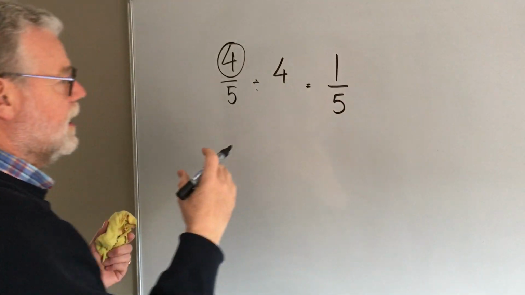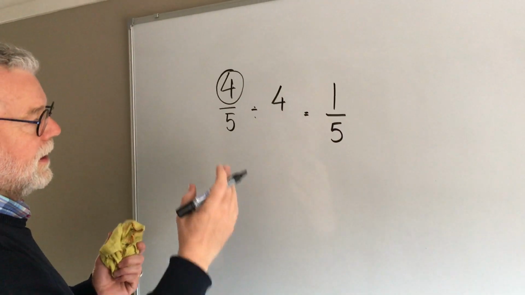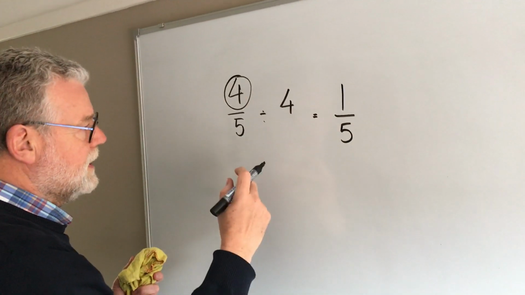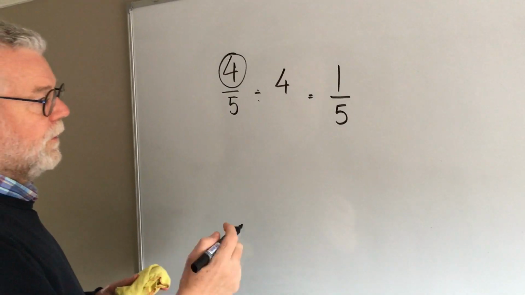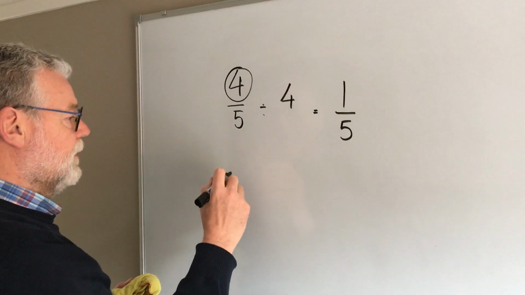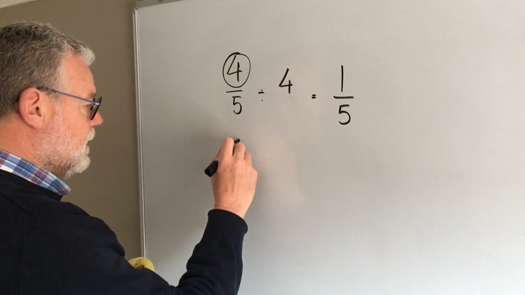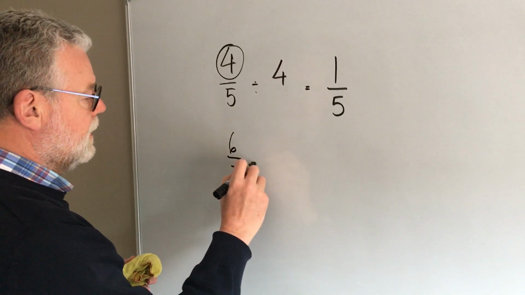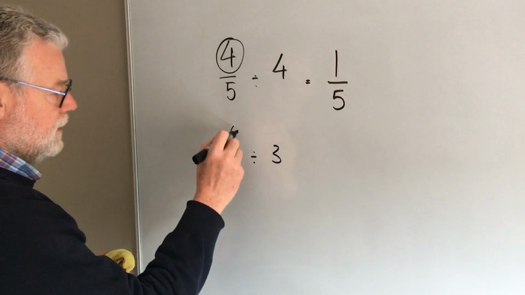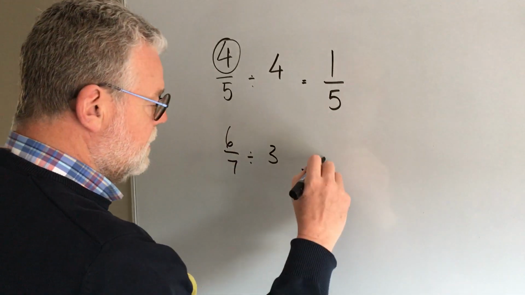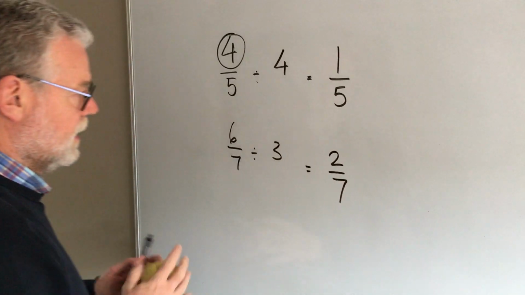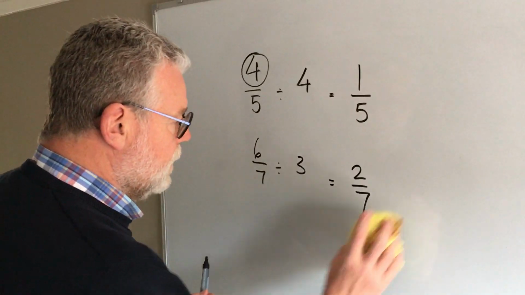It's a bit like saying if I've got 4 sweets and I'm sharing them between 4, we get 1 sweet each. This time we just happen to have 4/5. Similarly, if I had, say, 6/7 divided by 3, 6 divided by 3, the answer would be 2/7. So those are relatively straightforward.